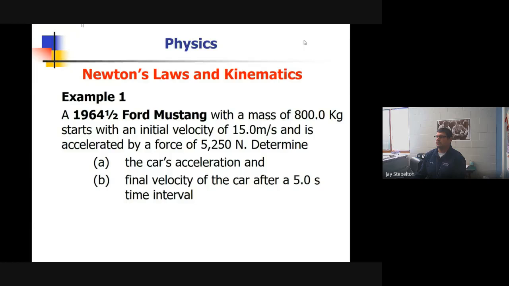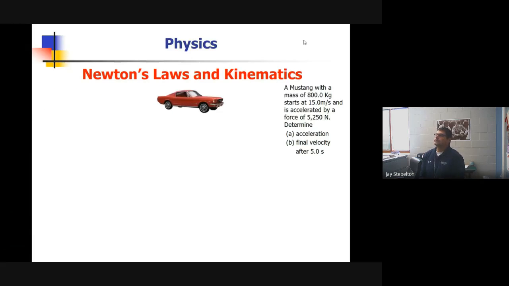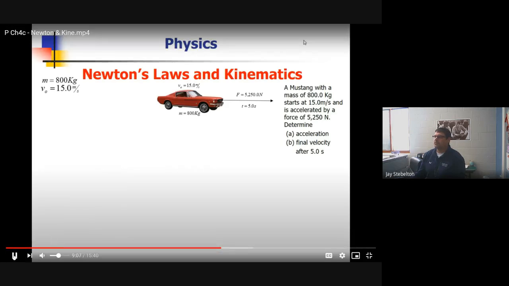Read it. After I read it, and there's that Ford Mustang with a fast back. It's an 800 kilogram mass and starts at 15 meters per second. They apply a force of 5,250 newtons for 5 seconds. Read it, diagram it. After I diagram it, now right, my mass at 800 kilograms, my initial velocity. I misspoke on that. It does have a time of 5 seconds. So now once you look at this, let's put the givens up. 15 meters per second. A force of 5,250 newtons is applied for 5 seconds. Determine the acceleration and the final velocity.